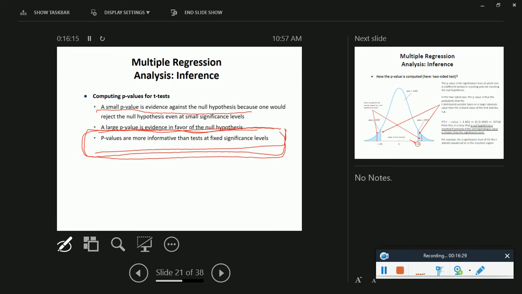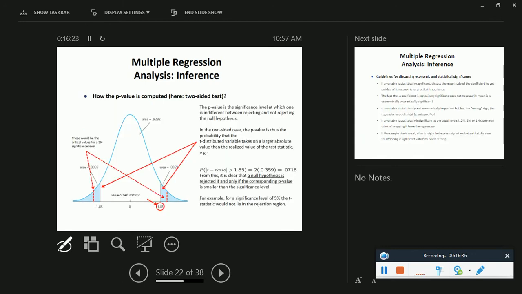Okay, so we will do an example right now, like how it is calculated. If you look here, this is a two-sided test, right? And if you look at the area under the graph, it's 0.359 on this side and 0.359 on the other side. So it's a two-tailed test. The p-value is the significance level at which one is indifferent between rejecting and not rejecting the null hypothesis. In the two-sided case, the p-value is thus the probability that t variables take on a larger absolute value than the realized value of the test statistic.